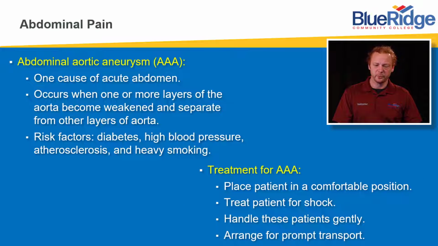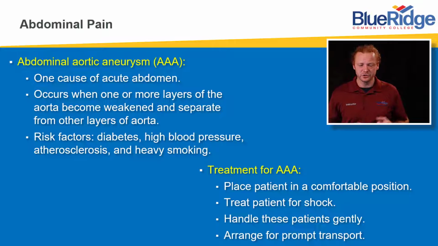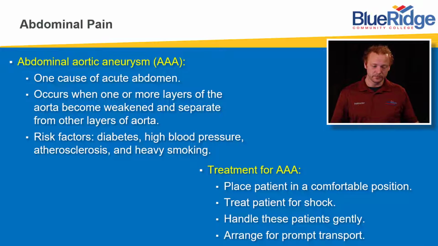AAAs occur when one or more layers of the aorta become weakened or separated from other layers of the aorta. Patients who have diabetes, high blood pressure, atherosclerosis, as well as heavy smokers are at higher risk for AAAs. Patients may complain of pain or a tearing sensation in the abdomen and may have pain referred to the shoulder. If a AAA ruptures, the patient will experience severe pain and profound shock.